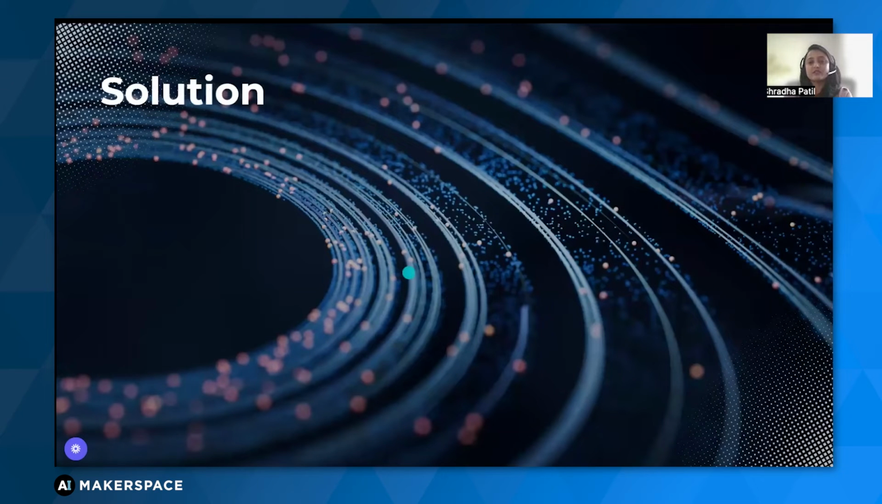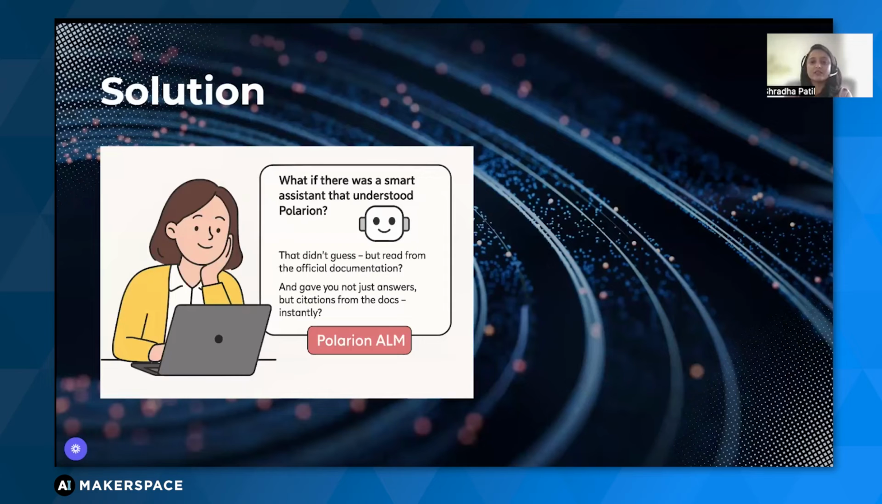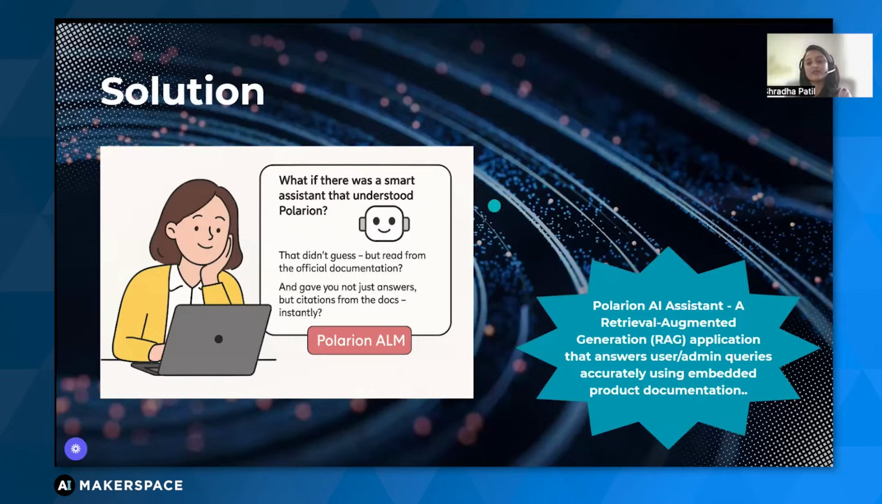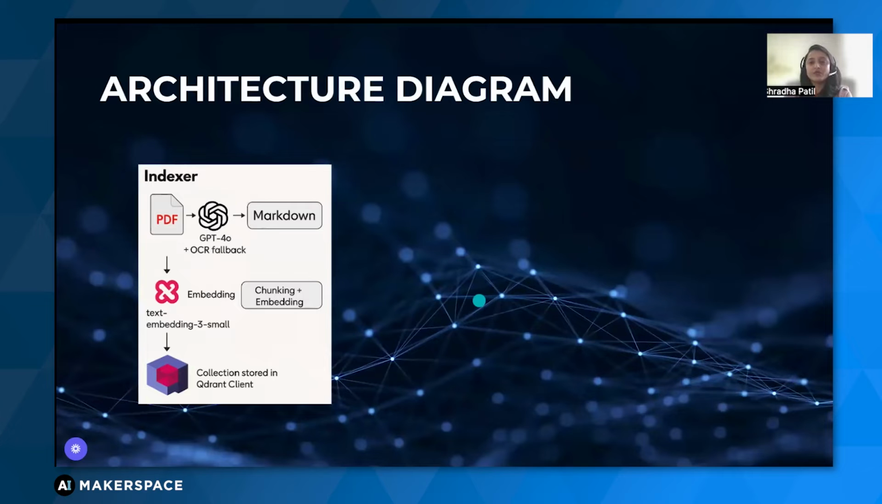So I asked myself, what if there was a smart assistant that understood Polarion and that didn't just give the answer, but read from the official documentation and gave you not just the answers, but the citation, like from where and which page it found the answer. That's how I built this Polarion AI Assistant, a retrieval-augmented-generation application that answers users' and admins' queries accurately using the embedded product documentation. Let me quickly walk you through the architecture of this AI assistant.